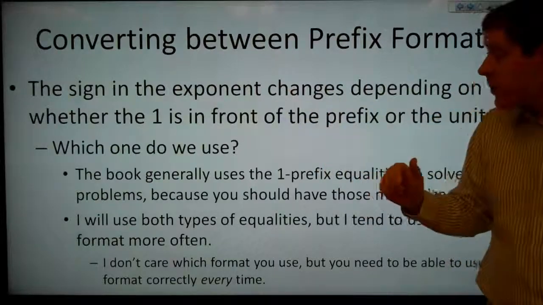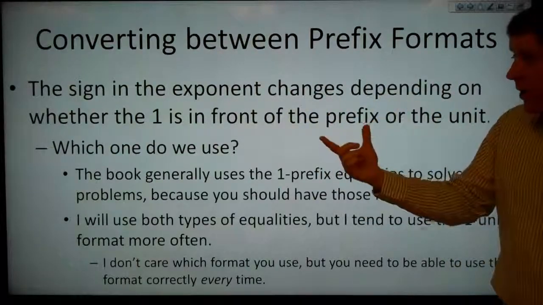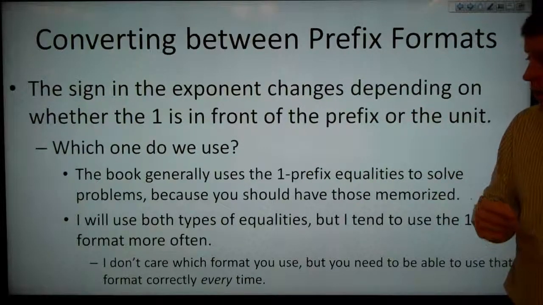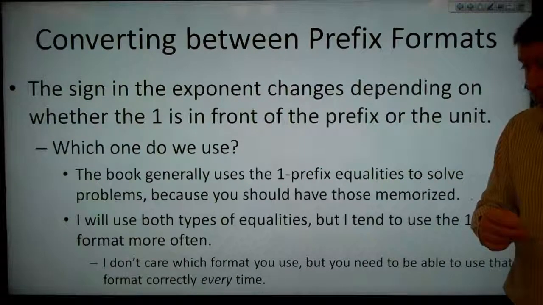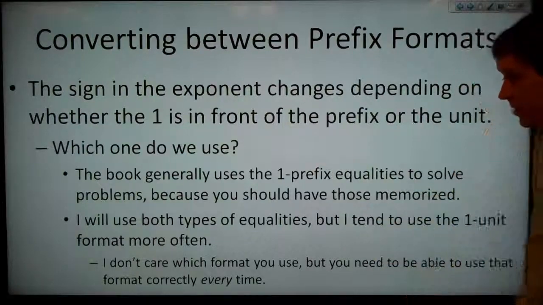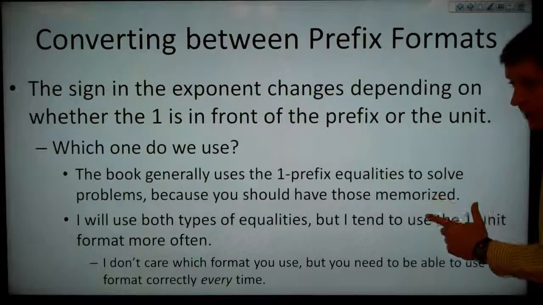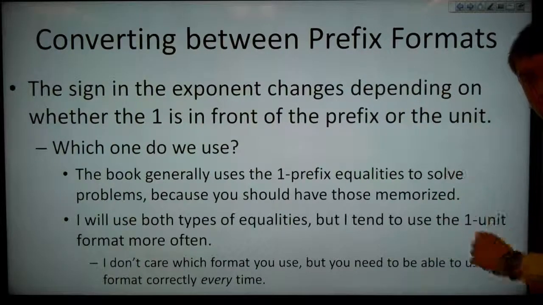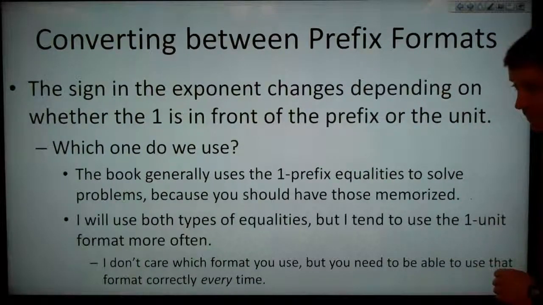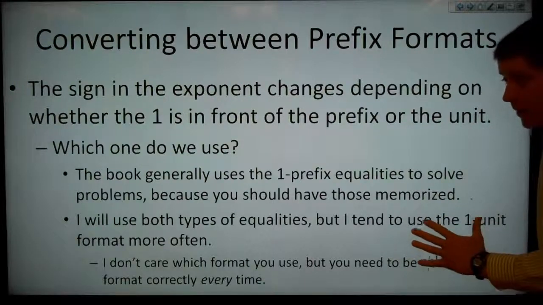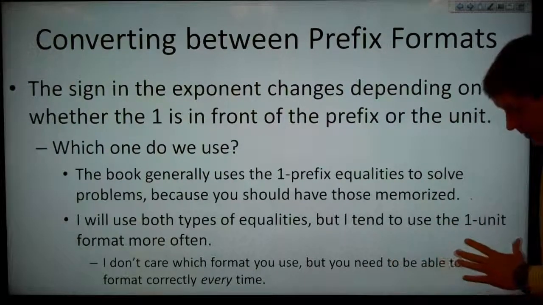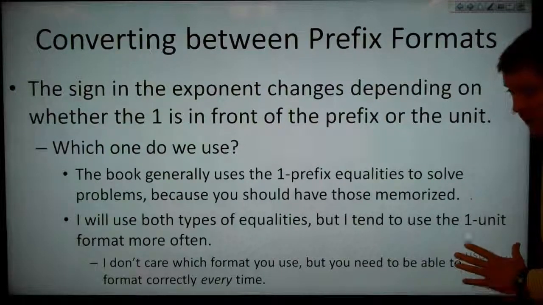So the sign of the exponent changes depending on whether the 1 is in front of the prefix or in front of the unit. So which one do we use? The book generally uses the one prefix equalities to solve problems because you should have those memorized already. You should have memorized those as we said earlier in the video. I, however, am going to use both types of equalities, but I tend to use the one unit format more often.